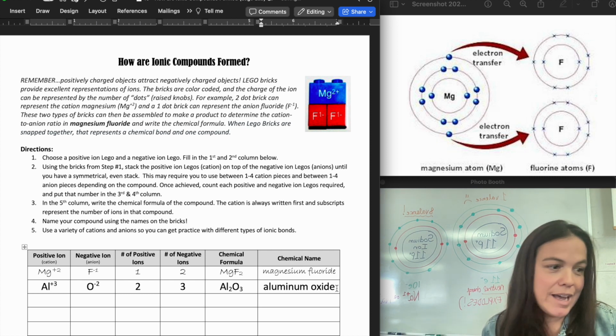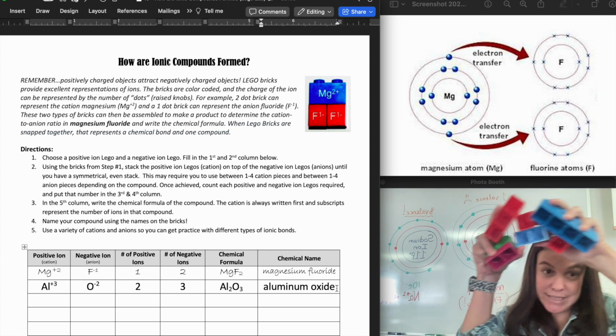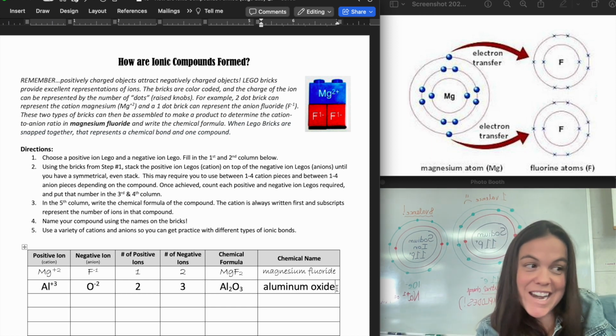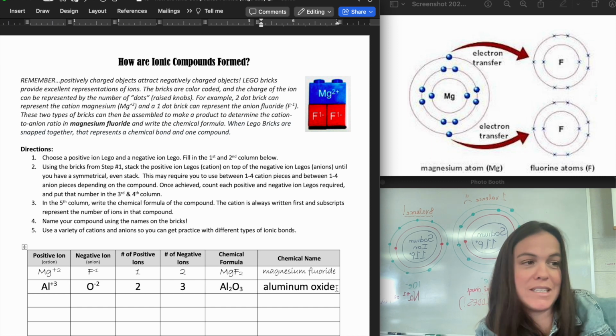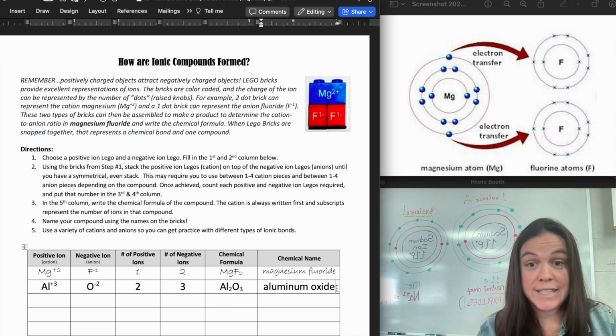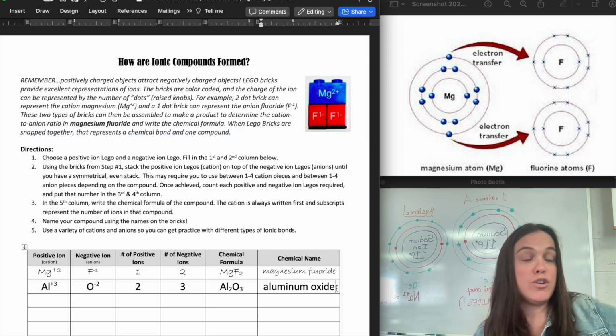Okay, good luck. Go ahead and use these to make as many combinations as you possibly can. Any negative ion can go with any positive ion. It's just about having the correct ratio so that their charges cancel out and you have a neutral compound.